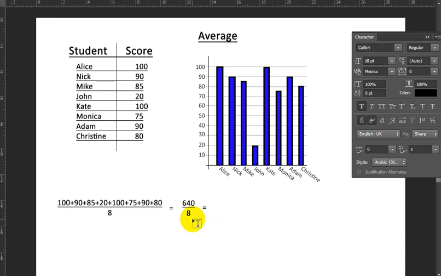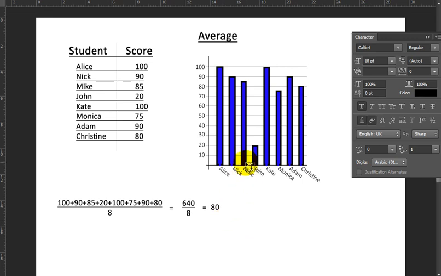Well, I know that 64 divided by 8 makes 8. So this is going to be 80. So the average score of the class is 80%. That's a pretty good score. I'd say that this class understood the subject.